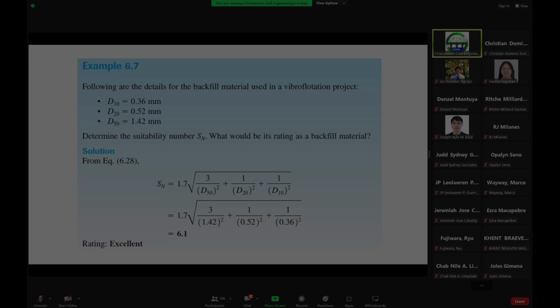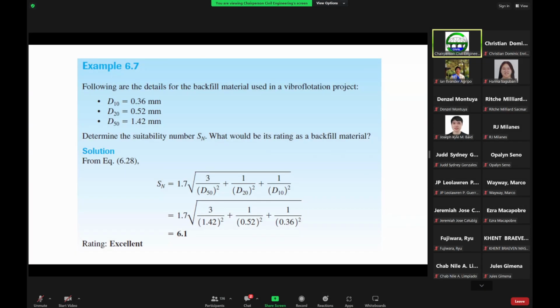So in any ground improvement technique that you do in the field, these are always quite sensitive to the type of material you are dealing with, as far as my experience is concerned.